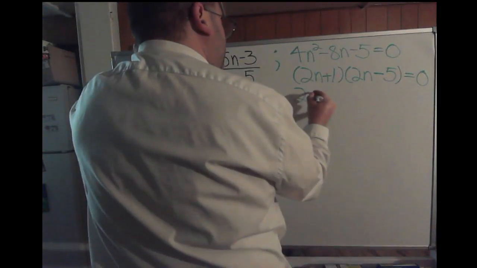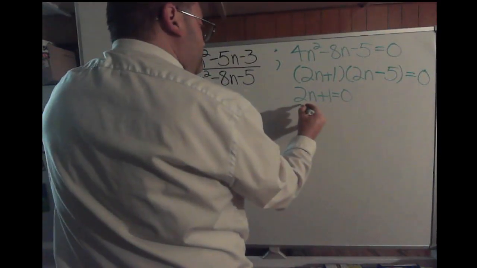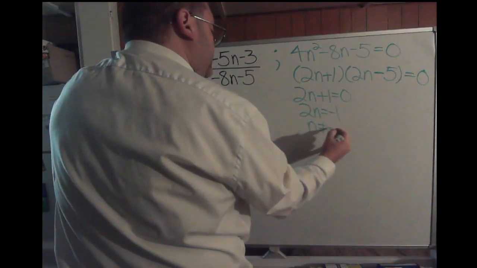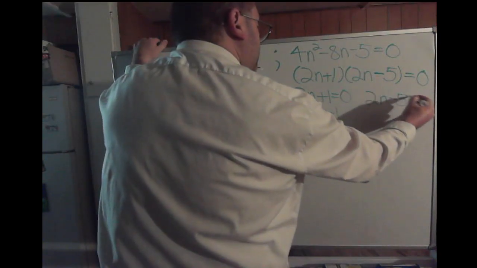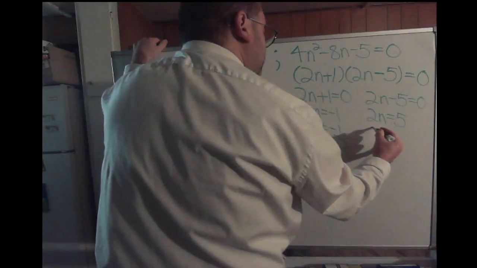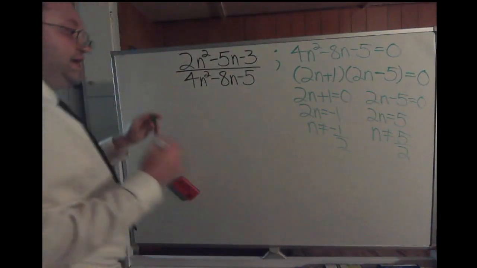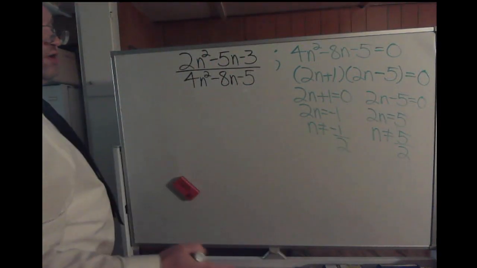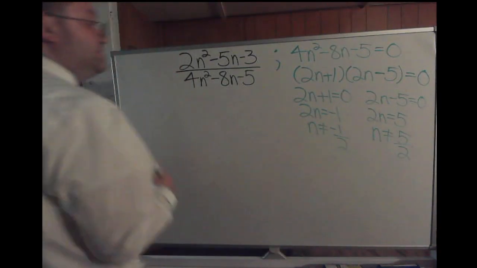Now just take each of your factors, set them equal to 0. 2n plus 1 equals 0. Then 2n would equal negative 1. That means n cannot equal negative 1/2. Then you have 2n minus 5 equals 0. 2n equals 5, which means n cannot equal 5/2. So if n equals either negative 1/2 or positive 5/2, the denominator goes to 0, therefore making the expression undefined. So now we have our restrictions.